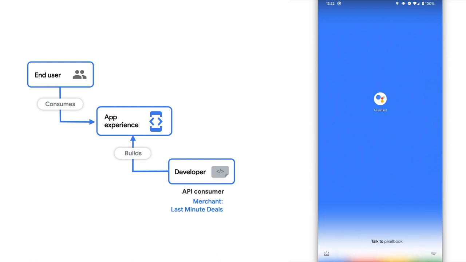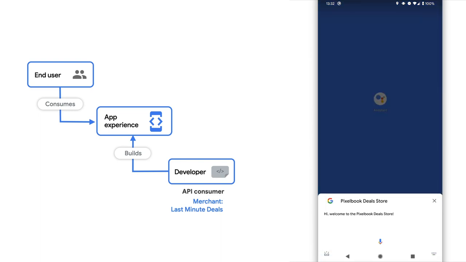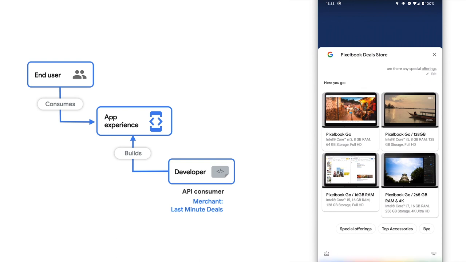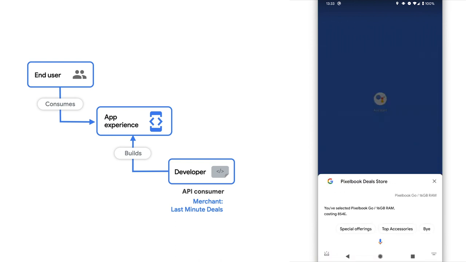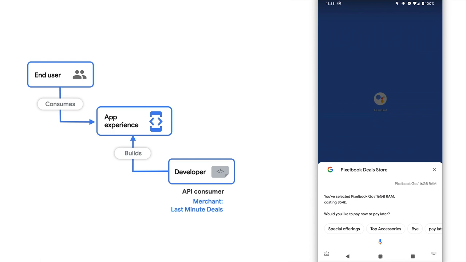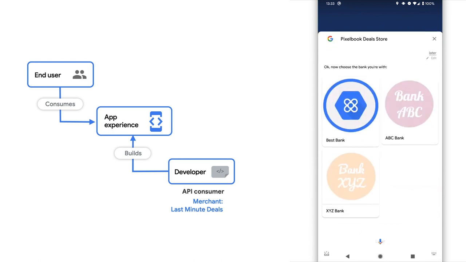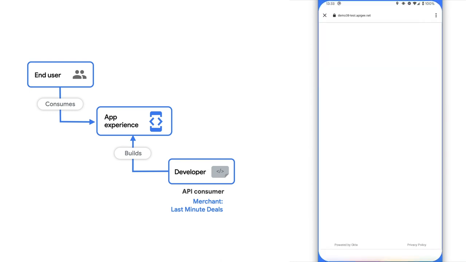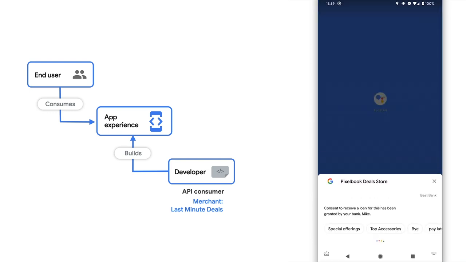Talk to Pixelbook Deals Store. Hi, welcome to the Pixelbook Deals Store. What can I do for you? Are there any special offerings? Here you go. You've selected Pixelbook Go 16GB RAM costing £854. Would you like to pay now or pay later? Pay later. Okay, now choose the bank you're with. After login to your bank, I need to link your Pixelbook Deals Store account to Google. Is that okay? Yes. When your account is linked to Google, the app can customize your experience based on your identity. Financial data or authentication data cannot be collected via the conversational interface.